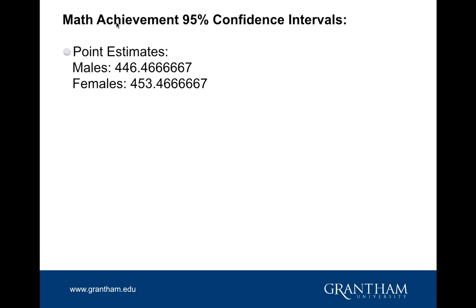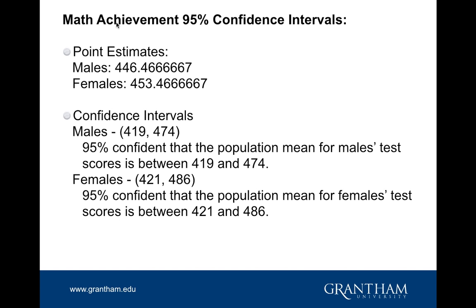We've talked about that in our previous example, that even though it looks like one number is bigger than the other number, that difference might just be an anomaly. It might not be statistically significant. So what we do is we construct our confidence intervals. And for males, the intervals are between 419 and 474. And for the females, it's between 421 and 486.